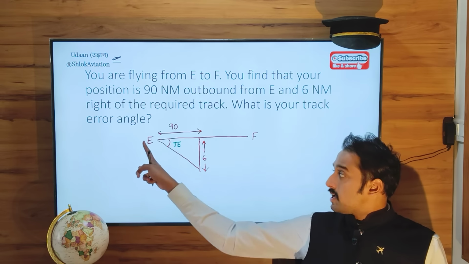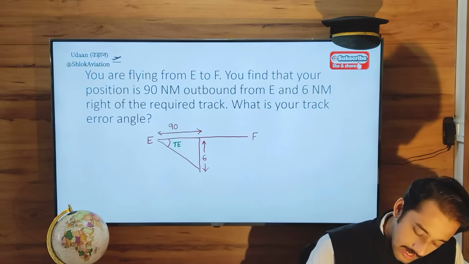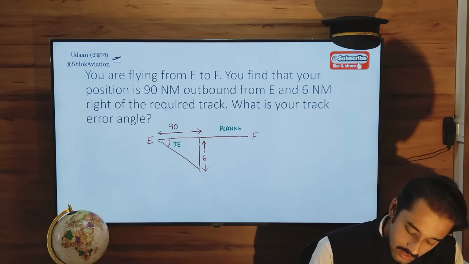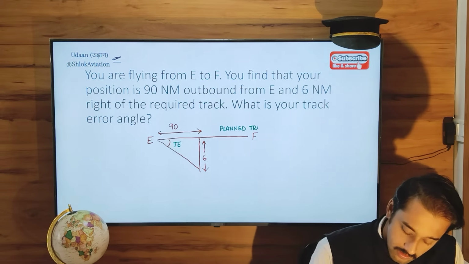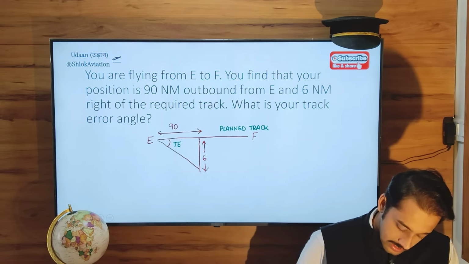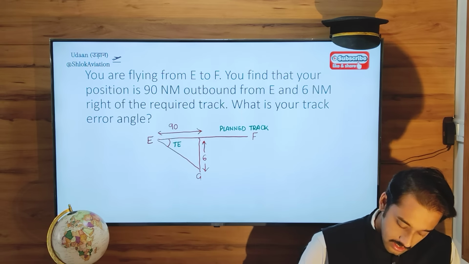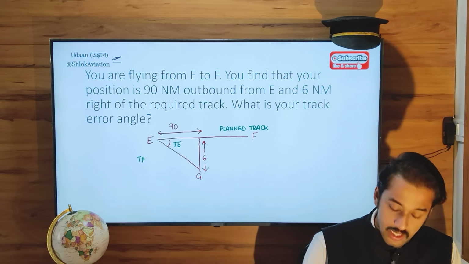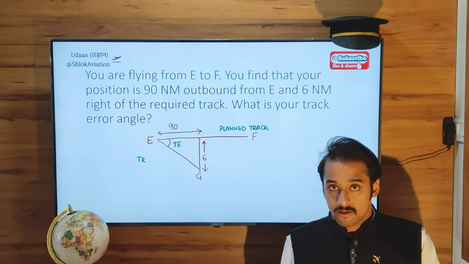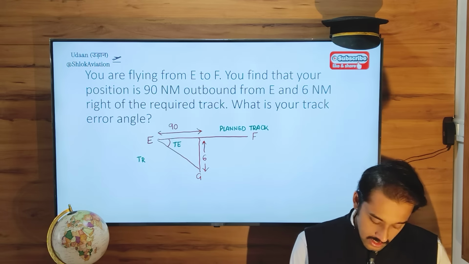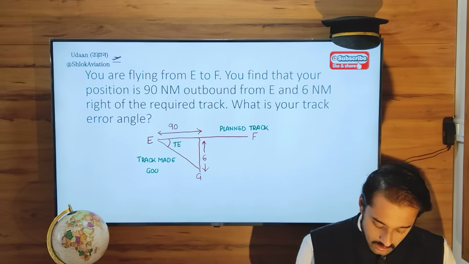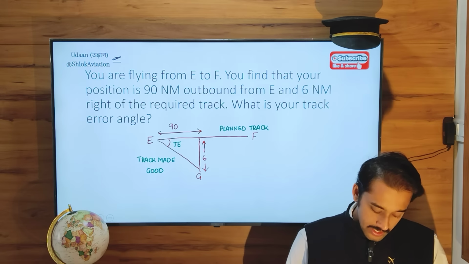So E and F is your planned track. Then let's name this G. E and G is your track made good, the actual track that you are covering over the ground, that you are traveling over the ground. So track made good. Okay. Now let's calculate track error.